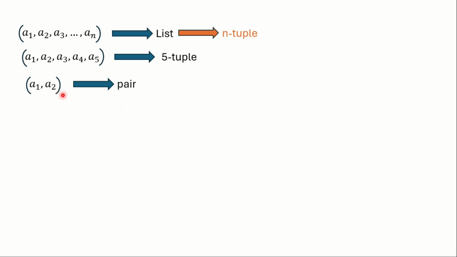Now, if this pair of elements further obeys another condition, such that the pair A1, A2 is not equal to the pair A2, A1, that is, the order of the elements inside the list matters, then this pair of elements is called an ordered pair. That is, an ordered pair is a collection of two entities or two elements whose position in the list matters.